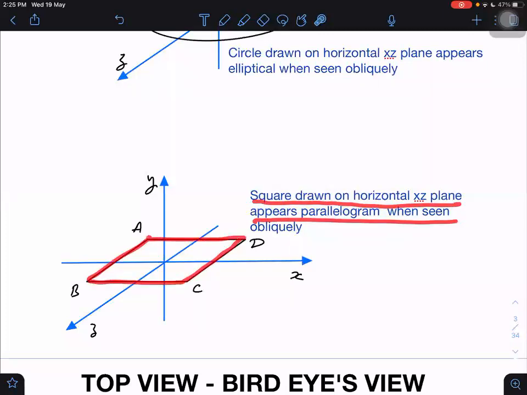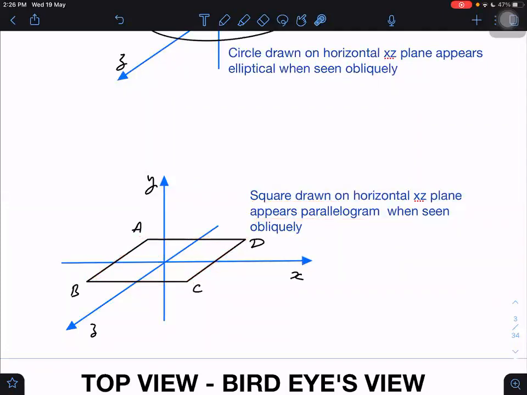Now, next, if I draw a square on a horizontal XZ plane, it will appear like a parallelogram. Sir, if all sides are equal, then it is known as a rhombus, no? Yes, right. I should have written rhombus, right? It looks like a rhombus to me.